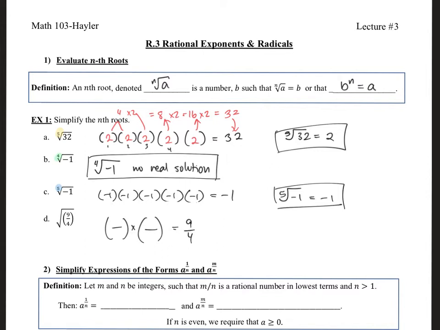Well, let's focus on the top. How do I get 9? What times itself gives me 9? Well, the answer to that is 3. Okay, next one. Then let's take a look at the denominator, the bottom. What times itself gives me 4? The answer to that is 2. So the square root of 9 over 4 is 3 over 2. And that is my answer.